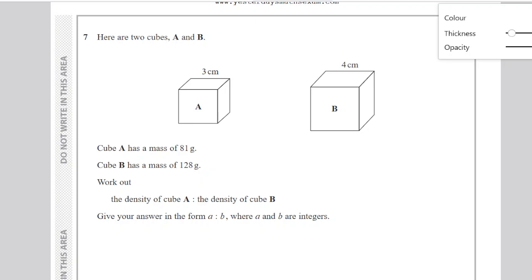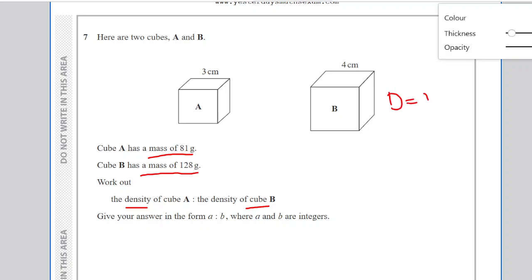It says here are two cubes A and B, and we have given the mass of cube A and the mass of cube B, and we need to find out the density of A and B, and we need to write down the final answer in the ratio A and B. We know that density is equal to mass over volume.